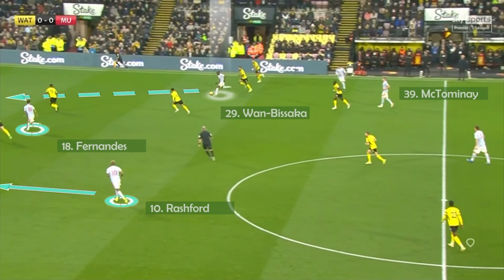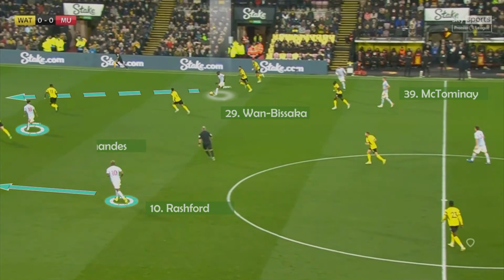Wan-Bissaka then, having received the ball back from Sancho, is tasked with playing a relatively simple pass into the on-rushing Fernandes, who would then be supported with his run into the penalty area by Rashford. He's not under a huge amount of pressure. As I say, certainly at this level, it's a relatively simple pass, but it doesn't come off, as we'll see.